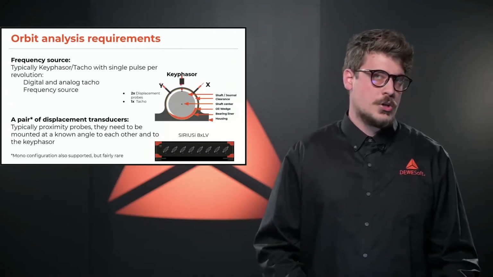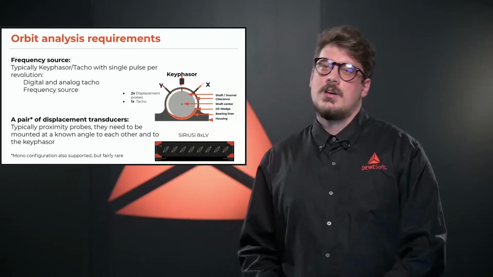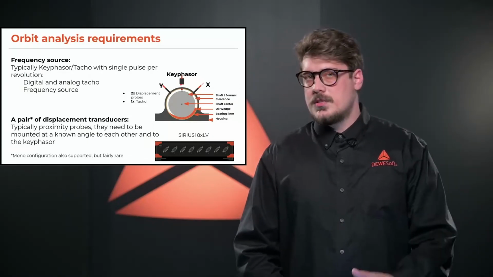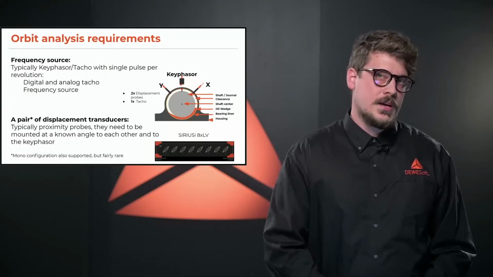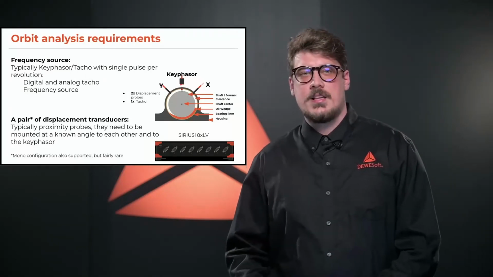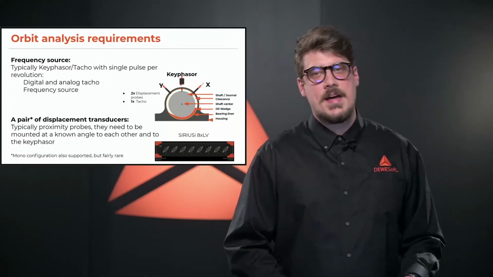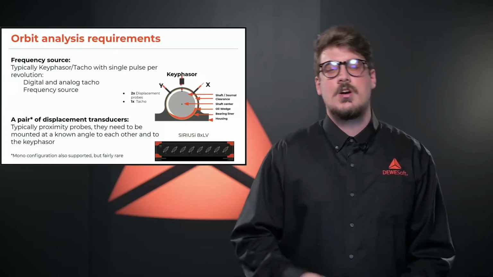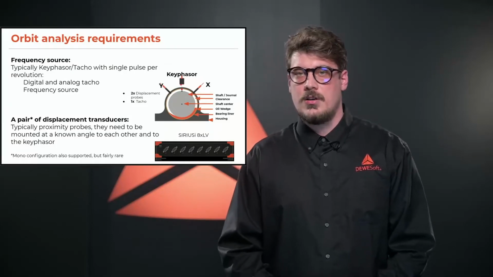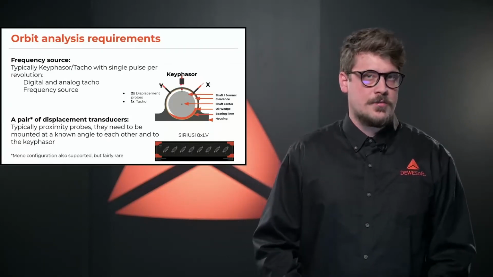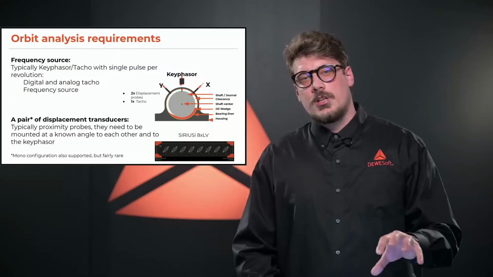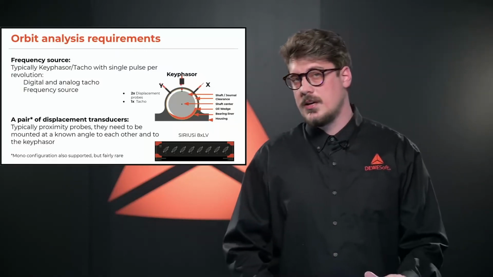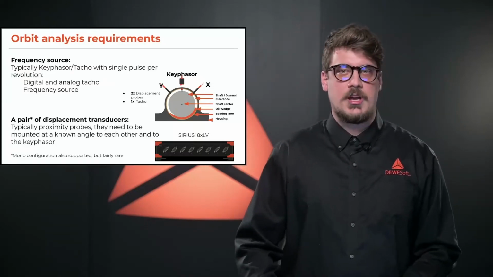In order to measure orbit analysis on a bearing, you would need the following equipment. A frequency source that will typically be a key phaser with a single pulse per revolution. This can be either a third proximity probe, which will measure analog signals, or a digital tacho, or practically any other frequency source. Important to say is that typically an analog or digital single pulse tacho is utilized in such applications.